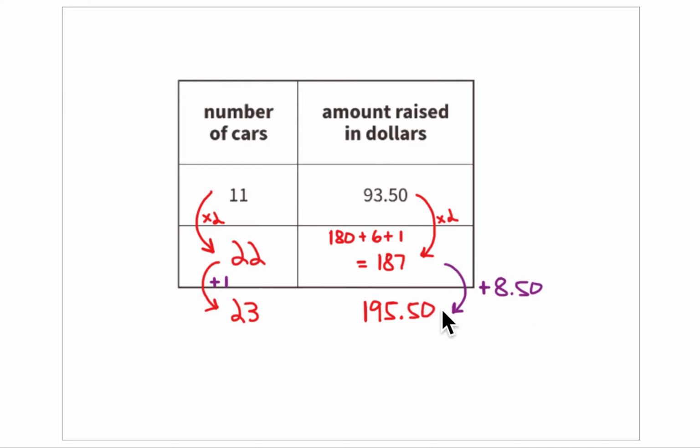So without doing any division, you can figure out what the unit rate is. Now you can check yourself. If you divide $93.50 by 11, you should get, and you will get, $8.50. If you divide 187 by 22, $8.50. Divide 195.50 by 23, $8.50. That is how much you make per car.